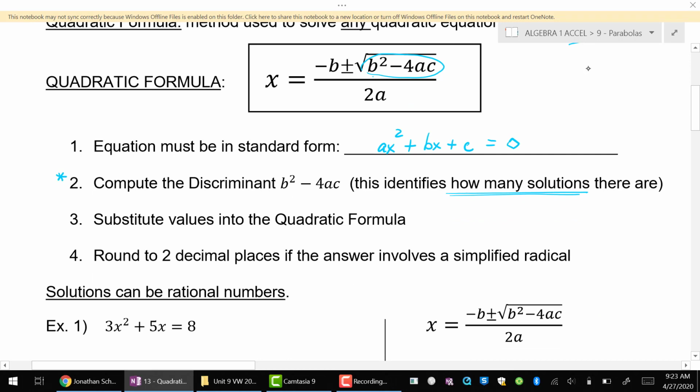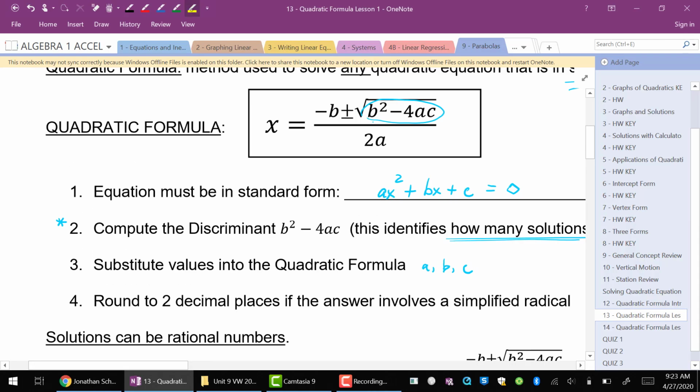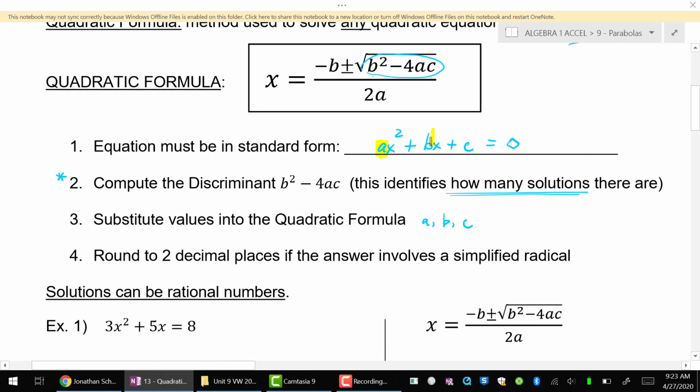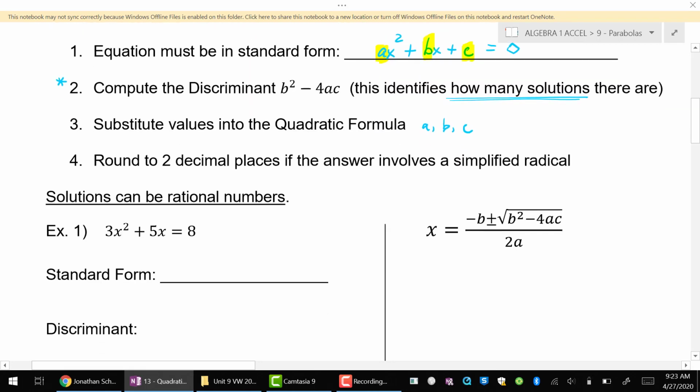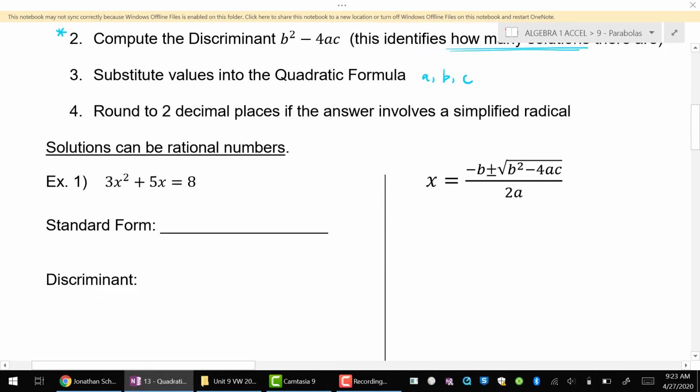So step 3 says to substitute values into the quadratic formula. So that means plug in a, plug in b, and plug in c, the coefficients. And once again, we see them right here. A, b, and c would be the constant. Now, in calculator problems, the question might ask you to round to 2 decimal places or to 3 decimal places if the answer involves some kind of simplified radical. So it's possible to get exact answers. It's possible to also have rounded answers if we have radicals that we want to compute with the calculator.